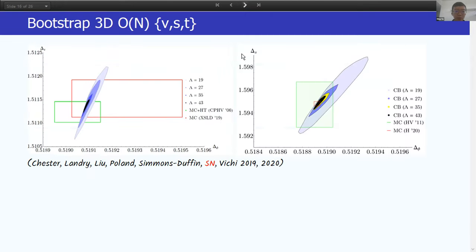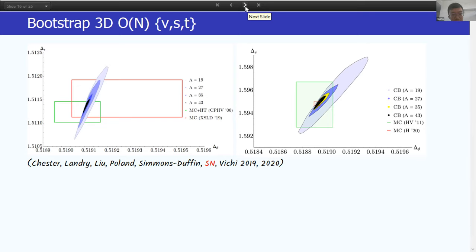So we use this to study the O2 model, which the result is on the left, and the O3 model, the result is on the right. And for O2 and O3, we obtained very accurate results. So here you see multiple islands. They're labeled by the truncation of the derivatives. So the smallest island is our best result.